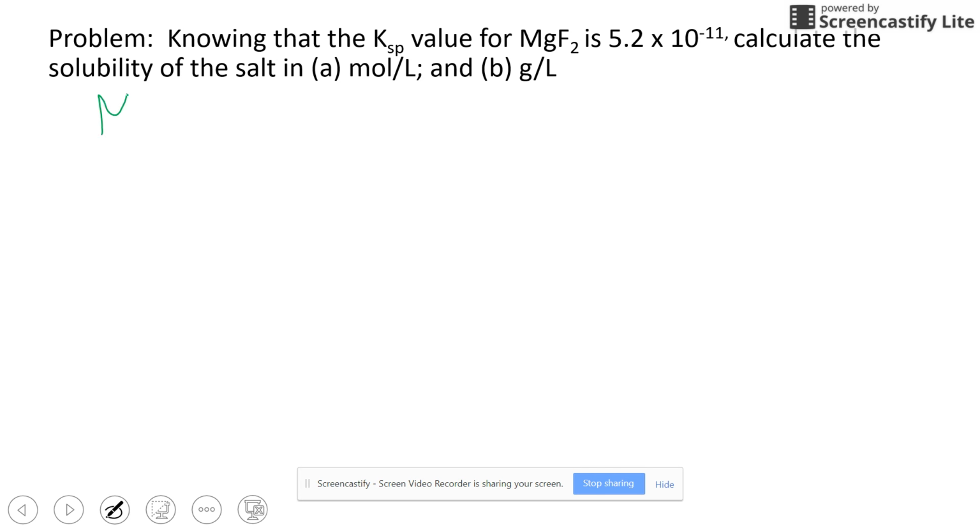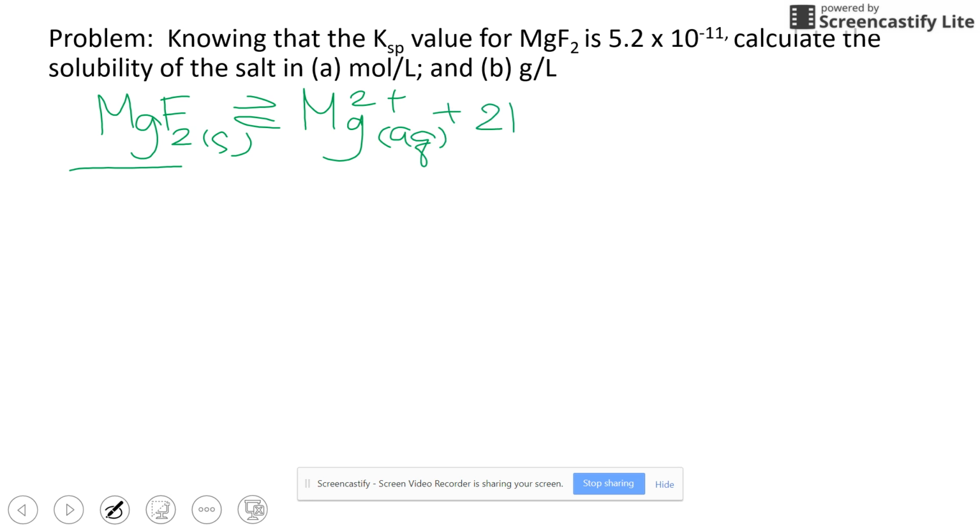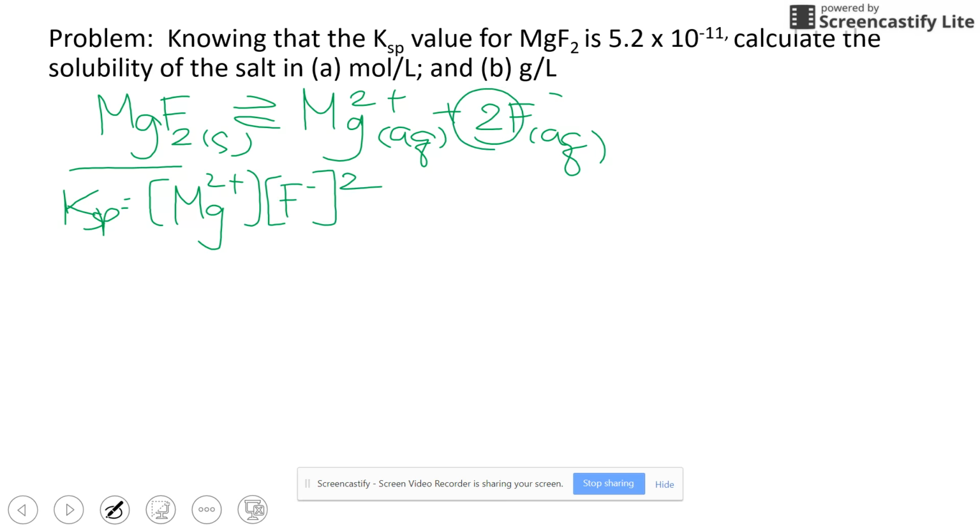What if you have something like this, magnesium fluoride? The difference between this problem and the barium sulfate problem is this: for every 1 mole of magnesium fluoride, you get 1 mole of magnesium and 2 fluoride ions. So the ratio of the ions is not 1 to 1 anymore. This is 1 to 2. So if you want to write the expression, the KSP is going to be equal to the concentration of magnesium ion multiplied by the concentration of fluoride ion, squared because of this value.